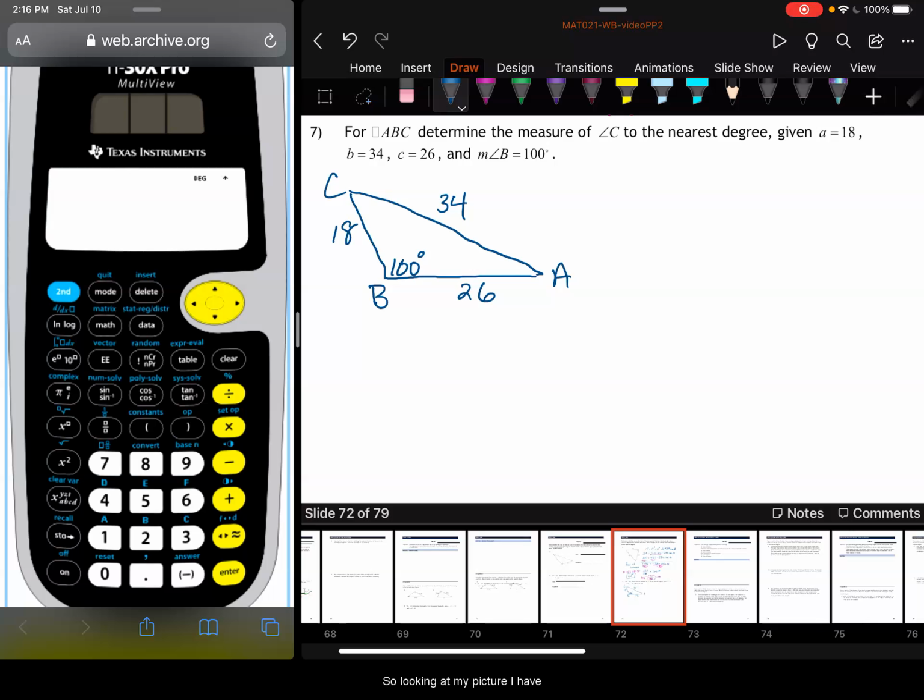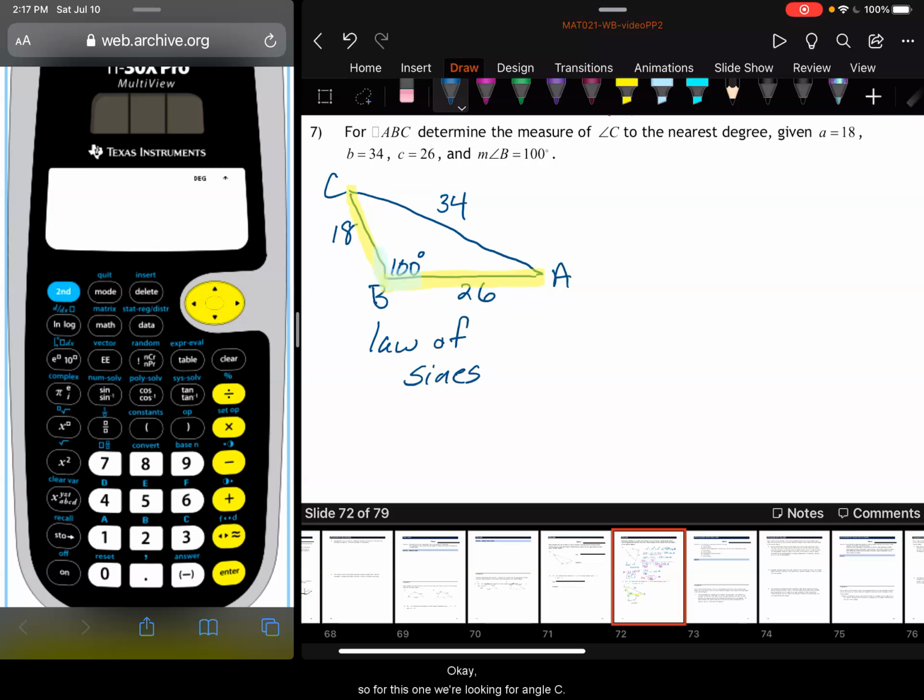So looking at my picture, I have two sides. Actually, I've been given three sides, but what I'm most focused on is the fact that I have two sides and the included angle. And since I have that, that means I can use law of sines.